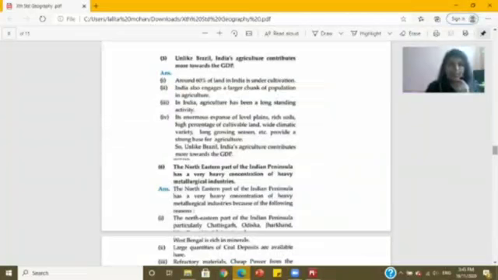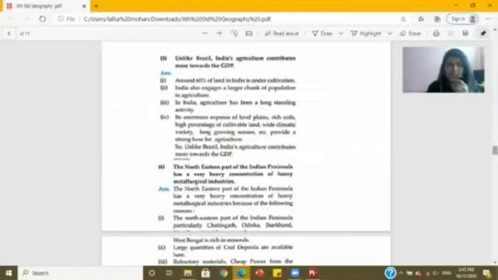In India, agriculture has been a long standing activity. Its enormous expanse of level plains, rich soils, high percentage of cultivable land, wide climatic variety, long growing season provides a stronger base for agriculture. So, unlike Brazil, India's agriculture contributes more towards GDP, that is gross domestic product.